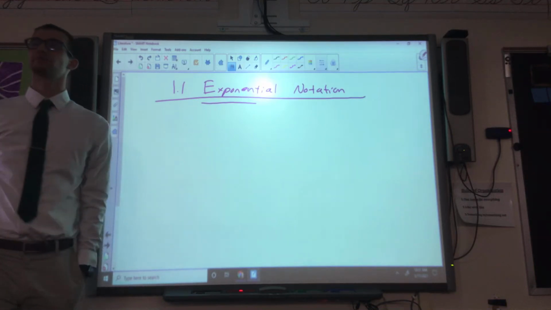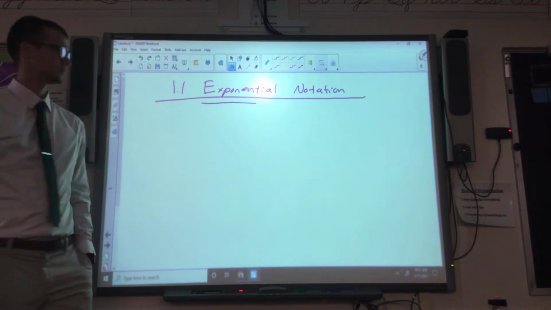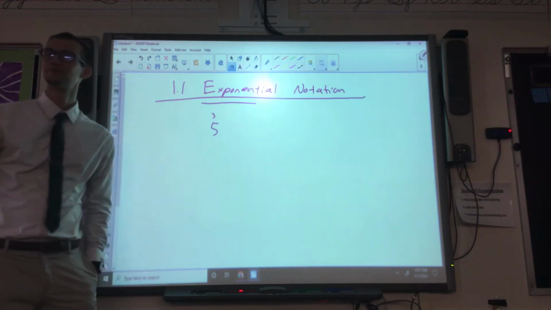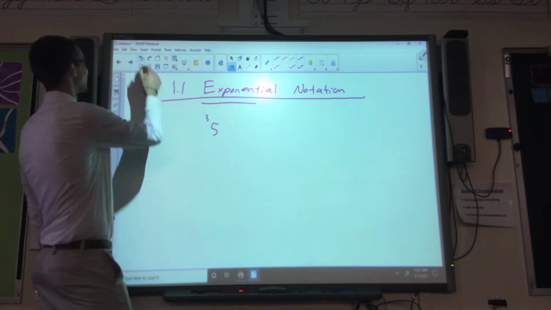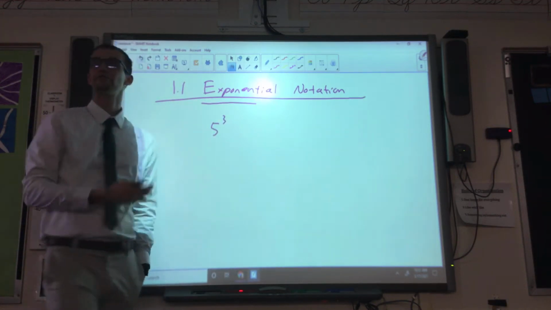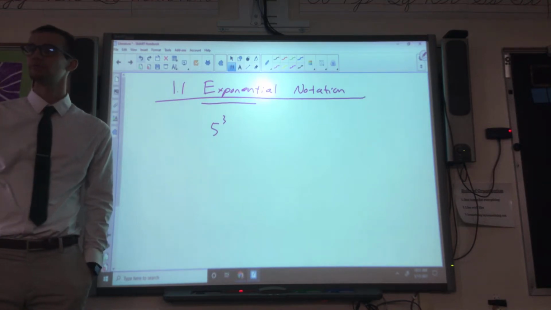Exponent. Give me an example of an exponent. 5 with the little 3 above it, on the right side. Got it. 5 to the third power, otherwise known as 5.